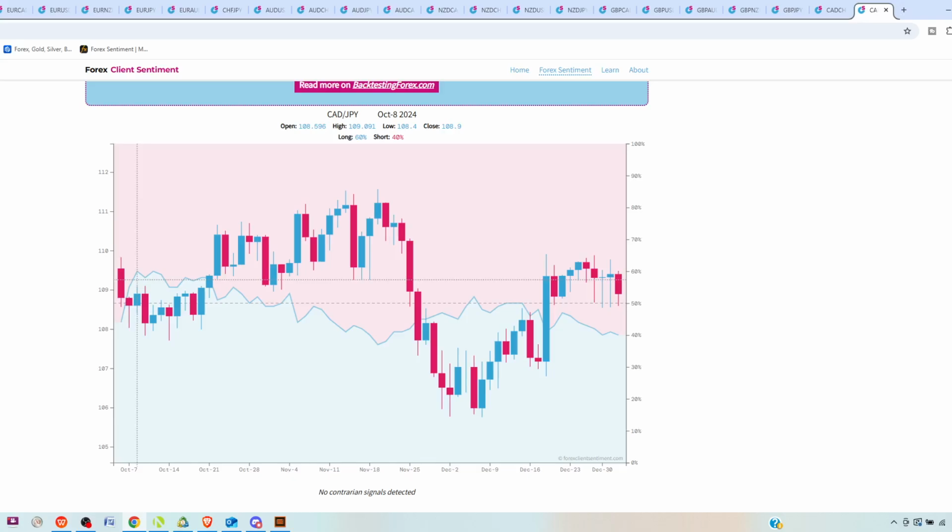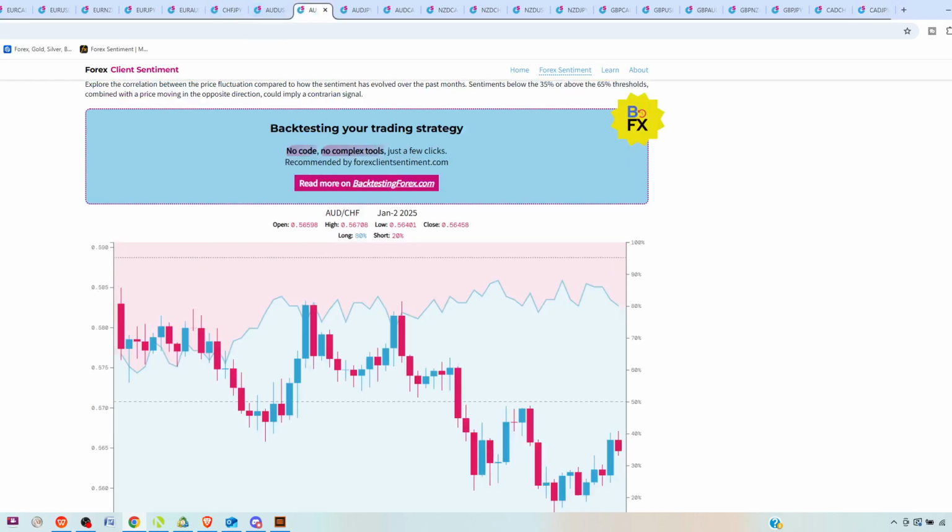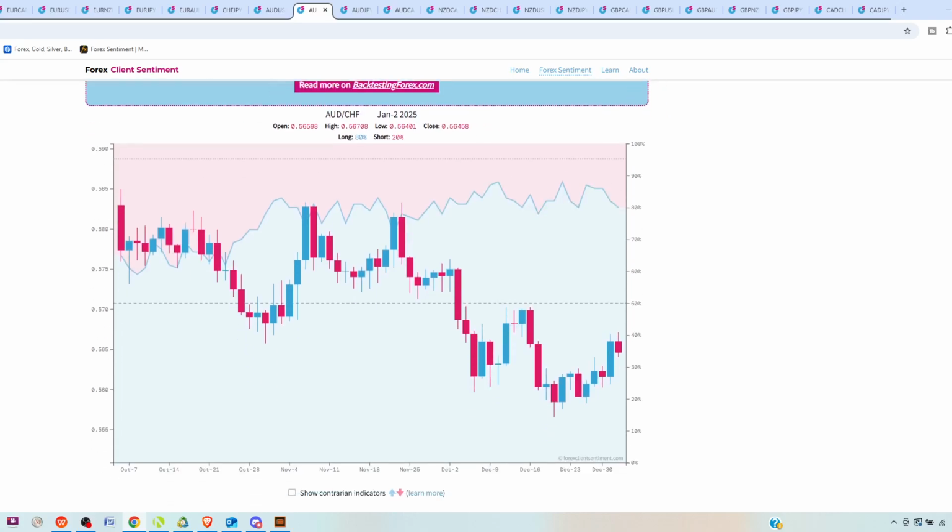So remember, guys, this client sentiment strategy is essentially just using market sentiment that is accumulated on these graphs, which basically is supposed to represent retail traders, where they stand on a particular pair, what their ratio of long to short is. And the idea is that since most traders lose money in the retail space, you should do the opposite of what they do. And so this is one way you can do it.